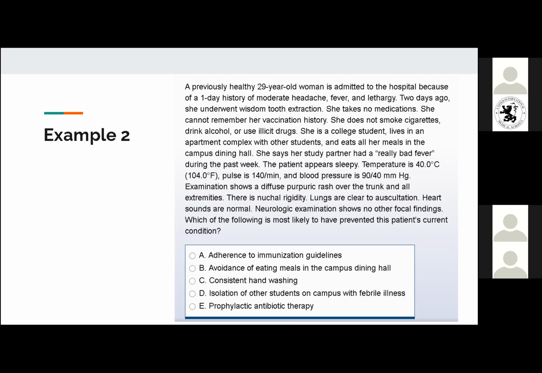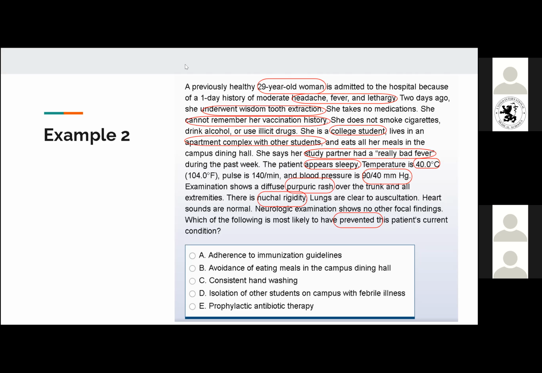The patient appears sleepy, with a very high temperature, low blood pressure, and tachycardia. There's a diffuse purpura covering the trunk and extremities. There's nuchal rigidity. The rest of the stuff is not that useful, but it's asking you which of the following is most likely to have prevented this patient's current condition. So there are several steps for this question. You have to know what the diagnosis is. You have to know how to prevent it.